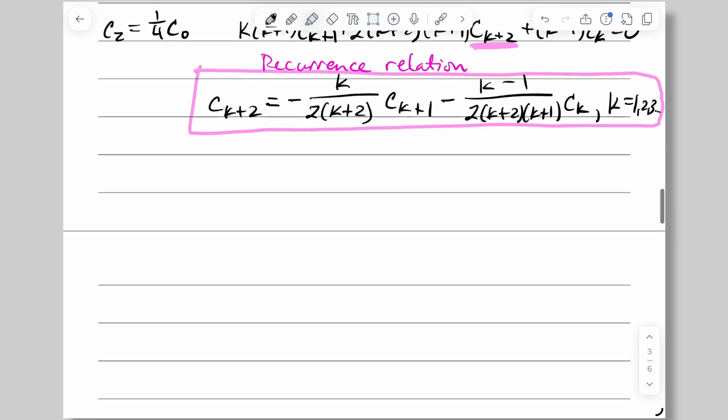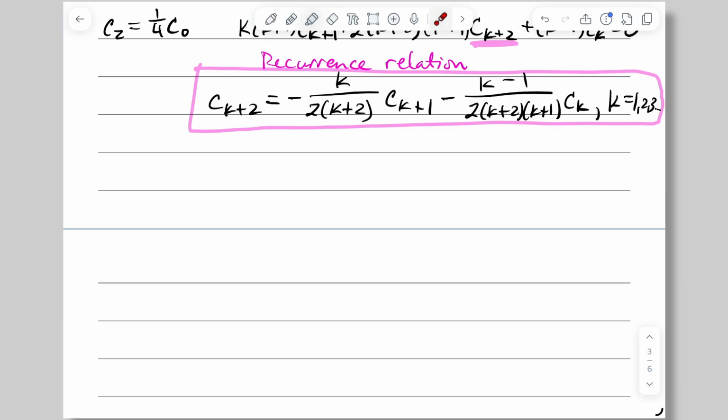Using that recurrence relation and the fact that C2 equals 1/4 C sub 0, I'd like for you to crank out terms for k equals 1, k equals 2, and k equals 3. See what you get, and then come back.